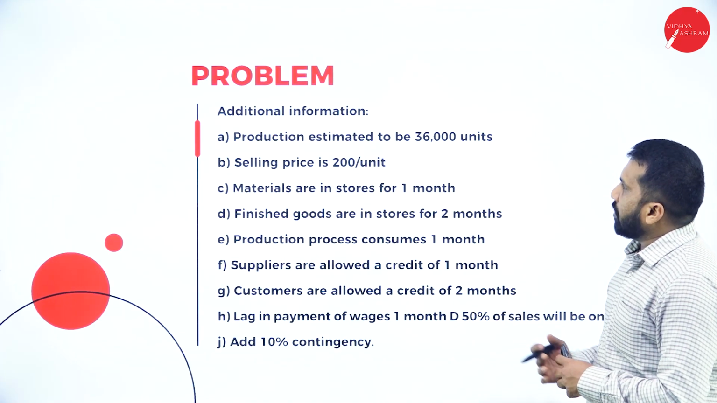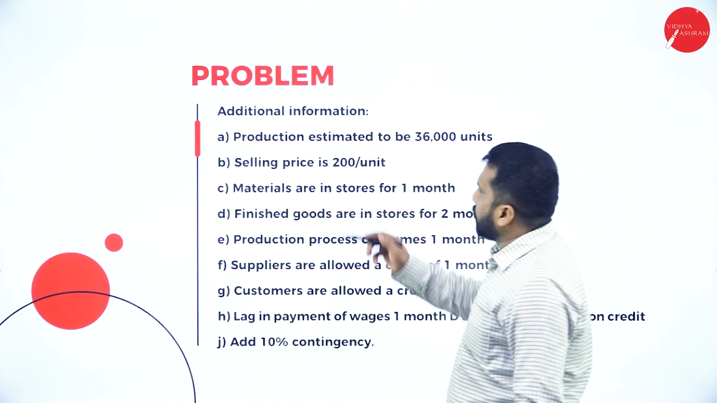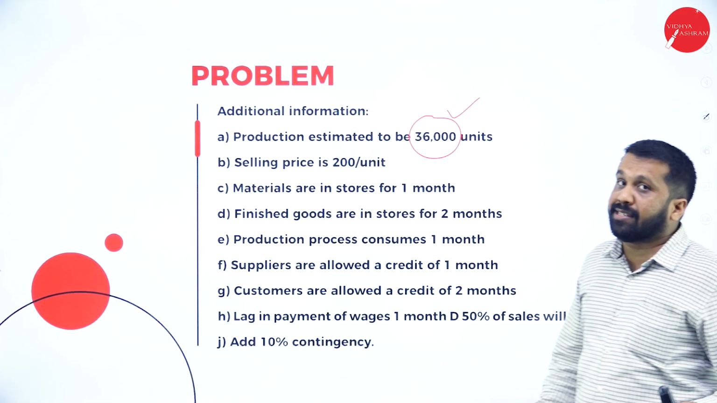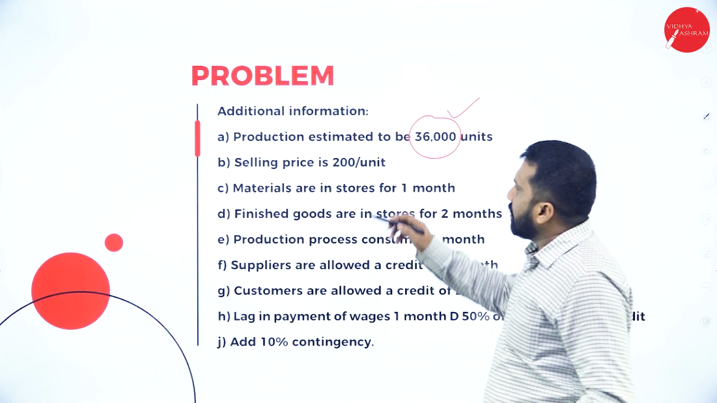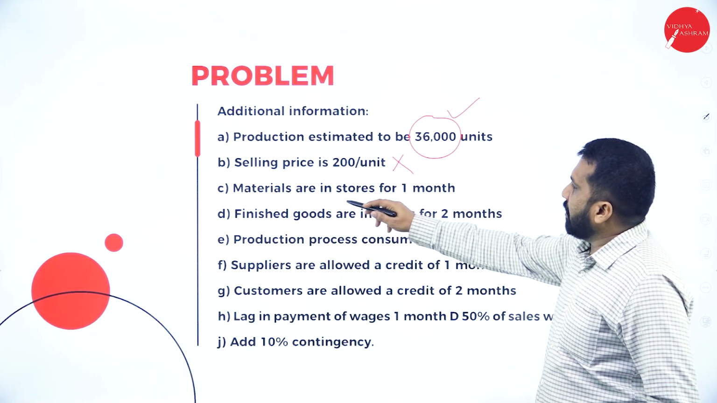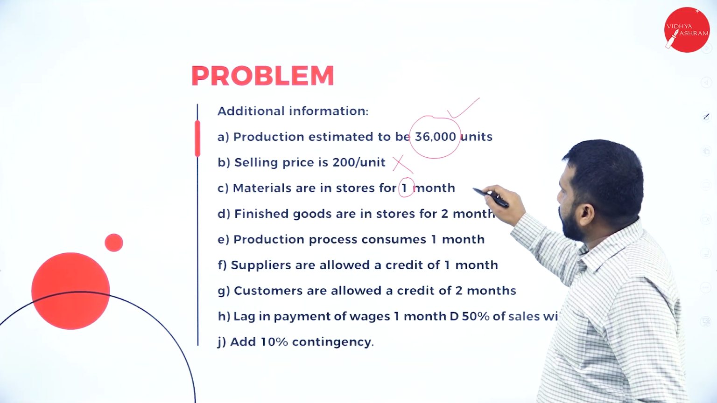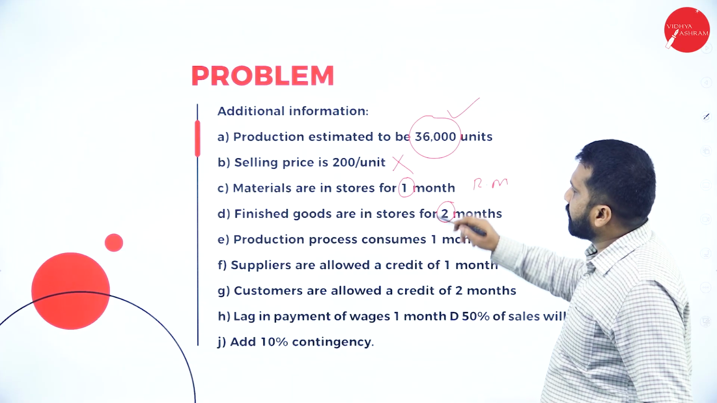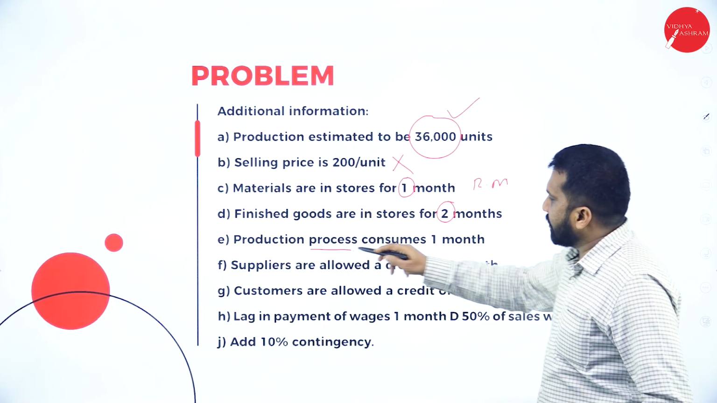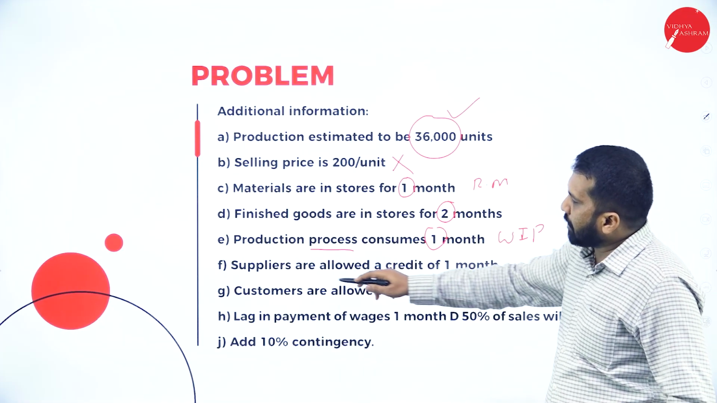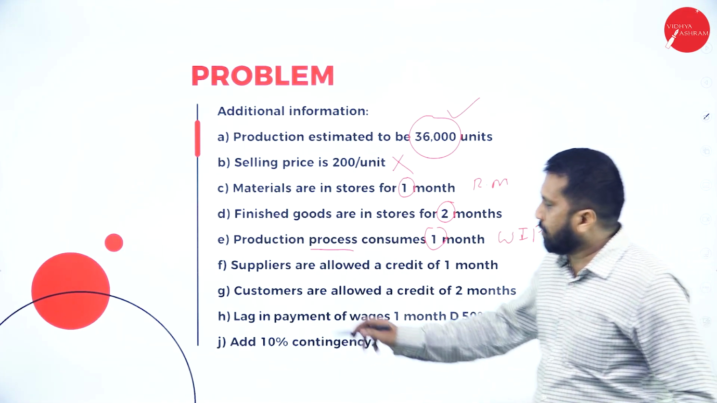Once you are done with this, these are the additional information. All the calculations should be on what units? 36,000 units. Selling price, as I told you, will not be taken anywhere. Material in store, 1 month. This is for raw material. Finished goods, 2 months. Production in process, work in progress, 1 month. Supplier, supplier means what?